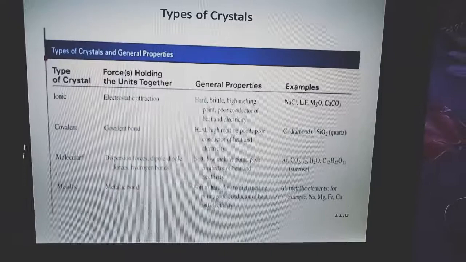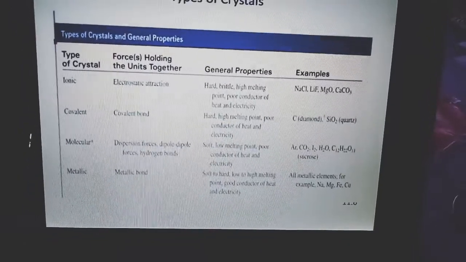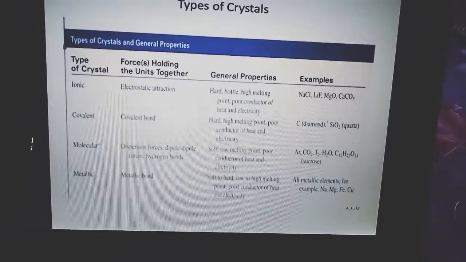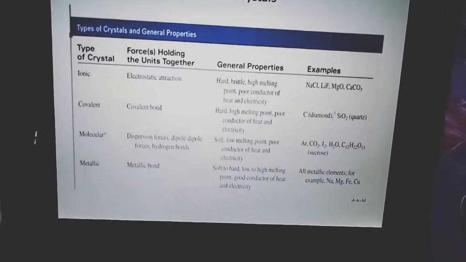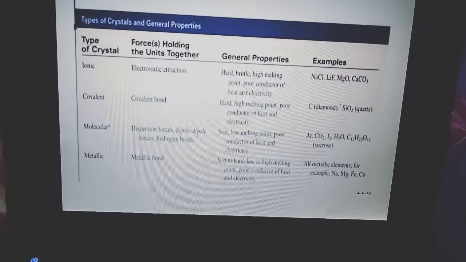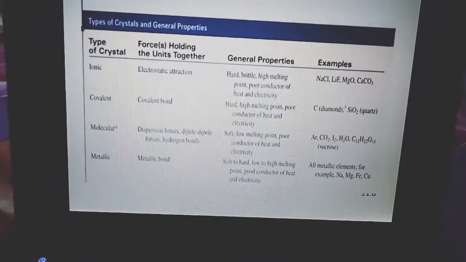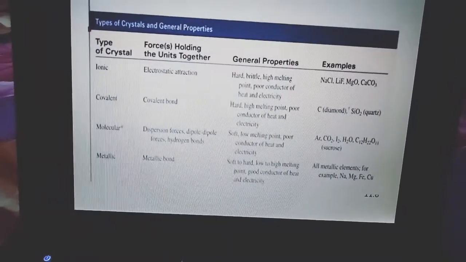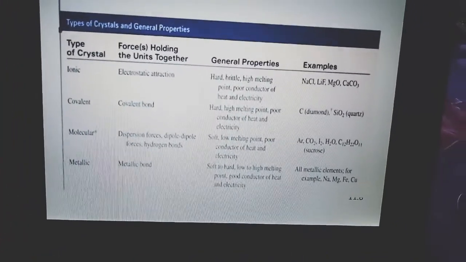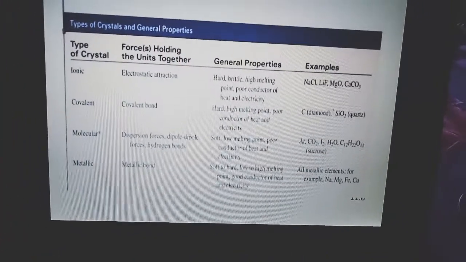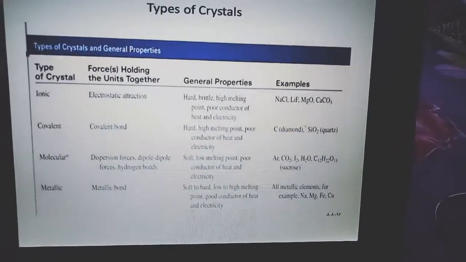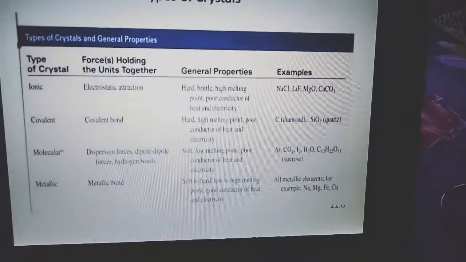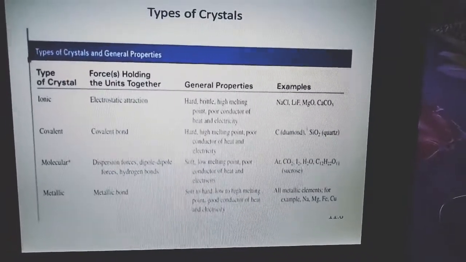Types of crystal. There are various types of crystal depending upon the forces that hold the units together, meaning the units that hold the atoms and molecules together. First one is ionic crystal. Ionic crystals involve electrostatic force of attraction. Their properties: they are hard, brittle, have a high melting point, and poor conductance of heat and electricity. An example you can see in this slide is NaCl.